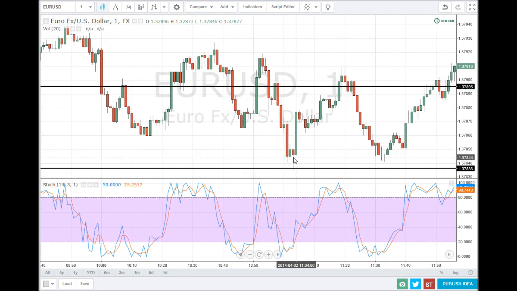Okay, we have a trade here. Price comes down to test this support. We have a pin bar, a bullish pin bar. Our stochastic is showing oversold. There's our opportunity to place a call option, and price moves very strongly on the upside. Let's look for some more trades.